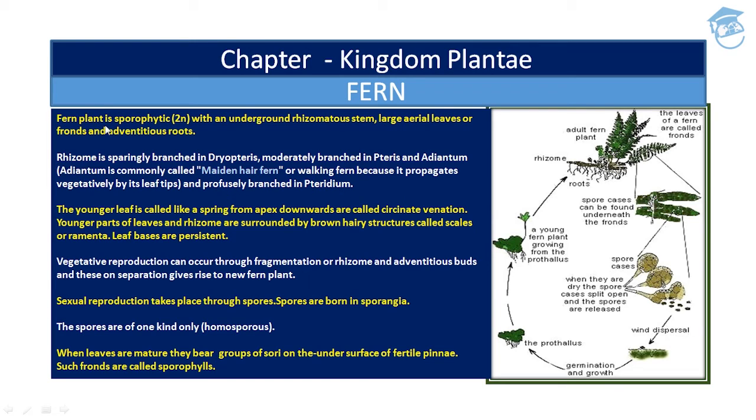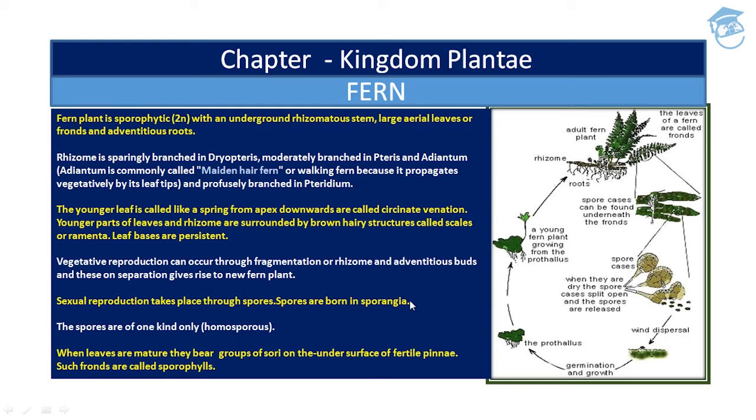The younger leaf is coiled like a spring from the apex downward, which is called circinate venation. The younger part of a leaf and a rhizome are surrounded by brown hairy structures called scales or ramenta. Leaf bases are persistent. Vegetative reproduction can occur through fragmentation of the rhizome and adventitious buds, and these on separation give rise to new fern plants. Please note that. And sexual reproduction takes place through spores.